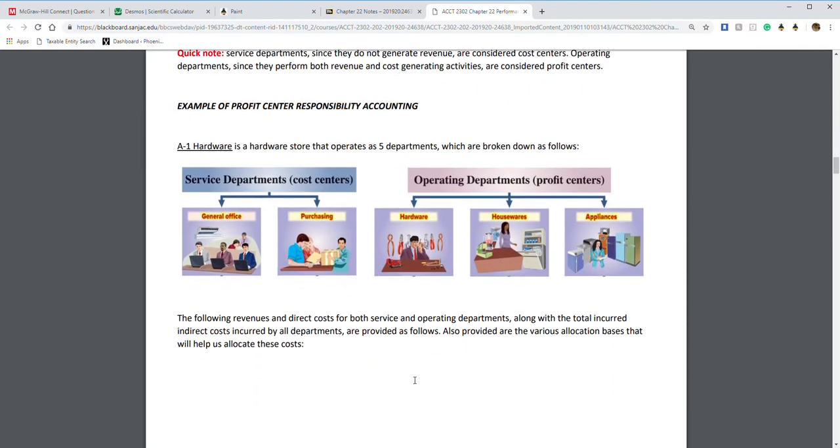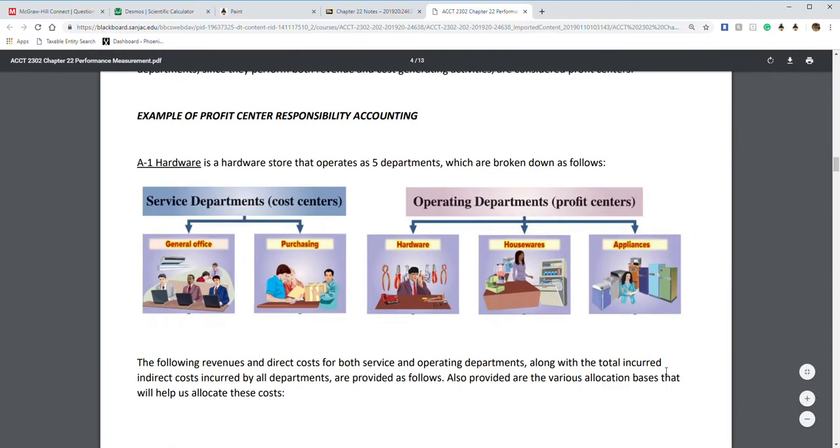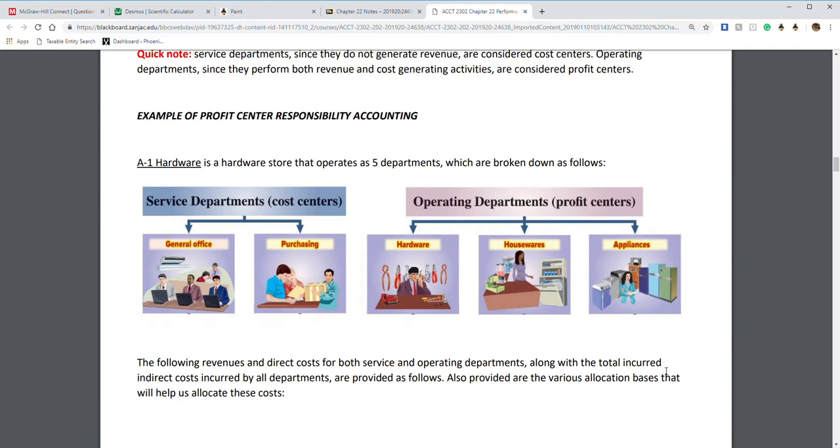Know the quick notes. So we're going to deal with A1 Hardware. Yes, the barbecue company has now become hardware, and they are doing great. They're A1. And they happen to operate 5 departments, which are broken down as their 2 service departments are cost centers in the general office and purchasing, and their operating departments are their profit centers, which is hardware, housewares, and appliances, because they both buy and sell. Nice.